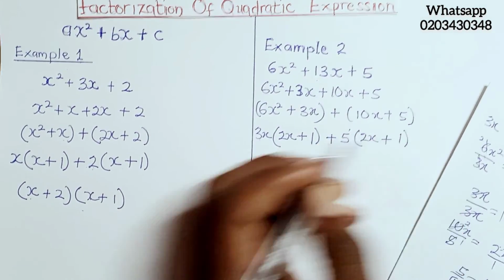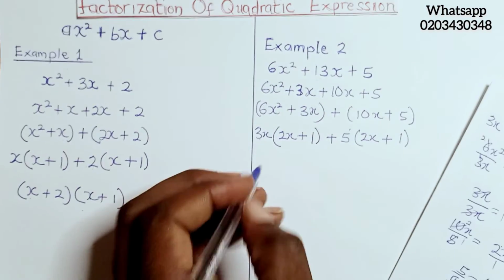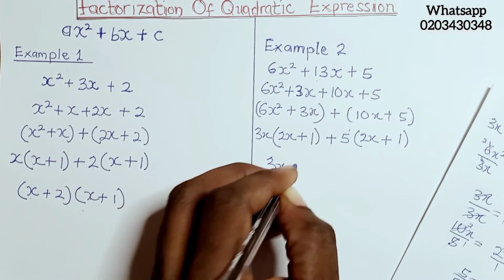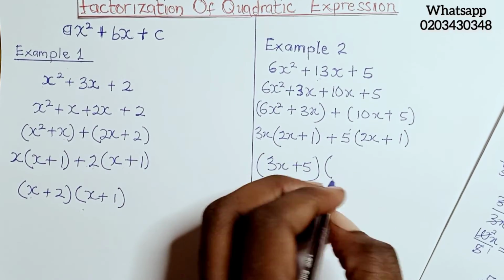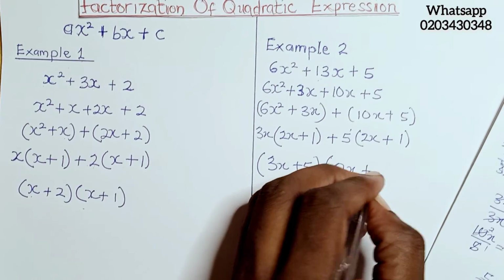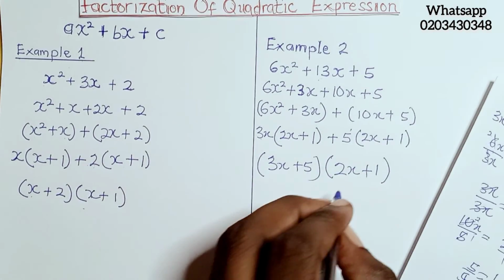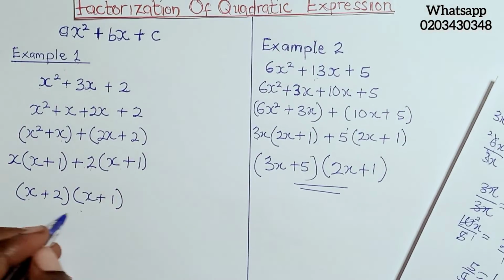So we have the same brackets here. Those that are outside, we put them into one bracket. Then we open another bracket and write 2x plus 1. So this is the final answer.